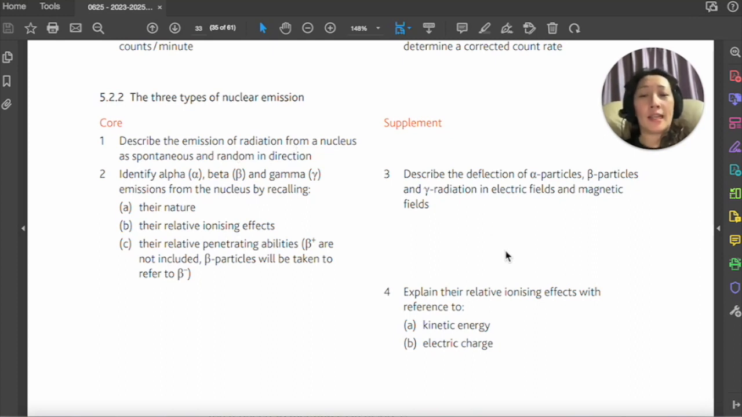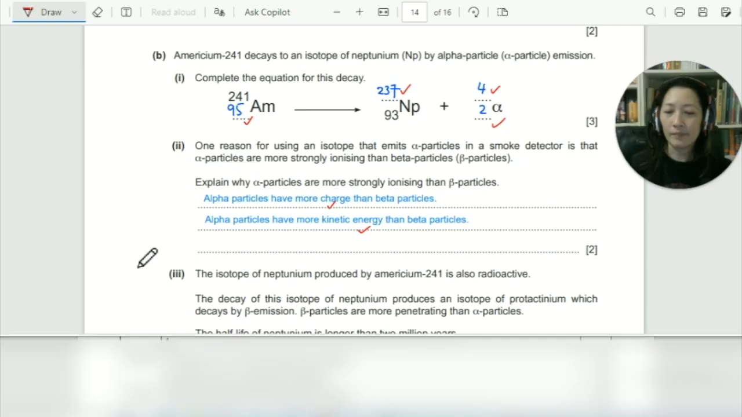That means what we need to know for the alpha, beta, and gamma emissions. As you can see under the supplement section, explain their relative ionizing effects with reference to kinetic energy and electric charge. That means we need to know the relationship between the strength of the ionizing effect with these two factors. So that's why in the mark scheme, the answer they're looking for in terms of the ionizing effect of alpha compared to beta is based on these two factors, the kinetic energy as well as the electric charge. Let's move on.